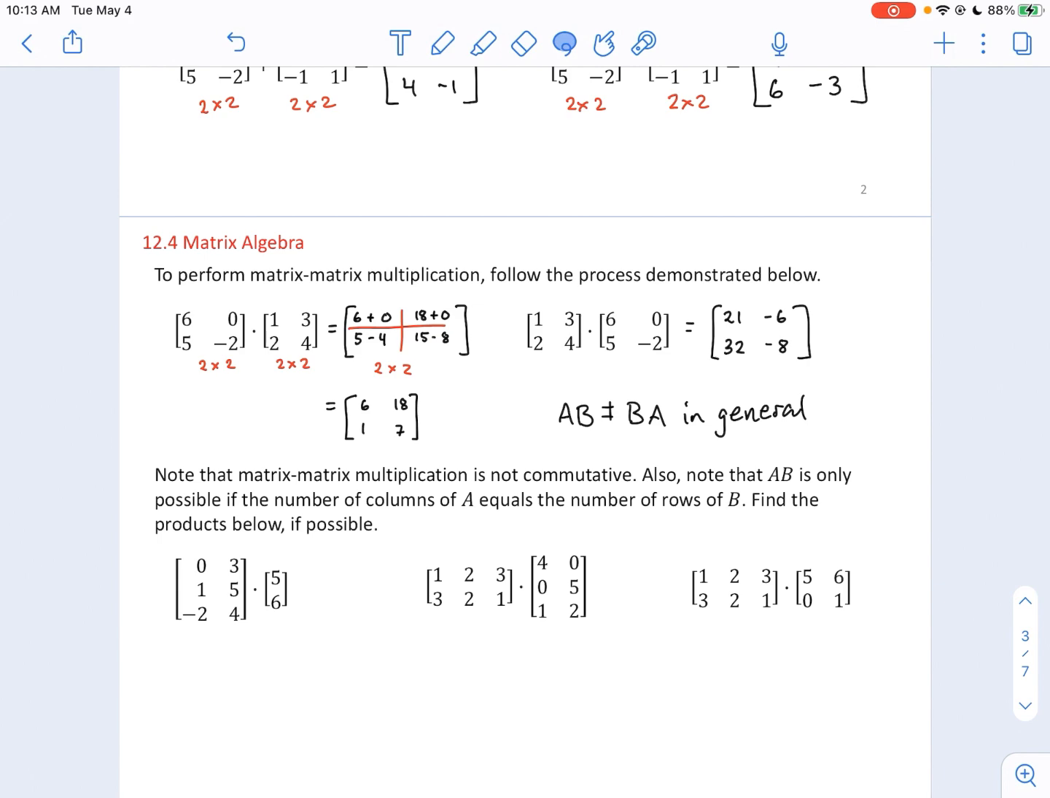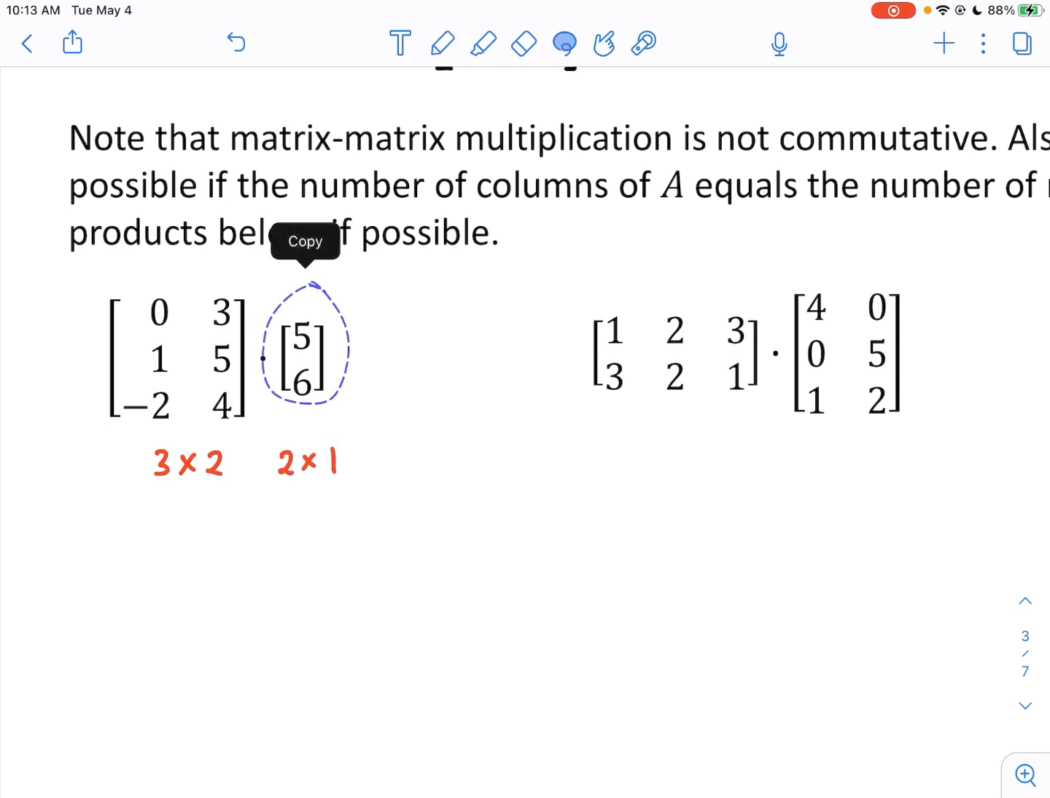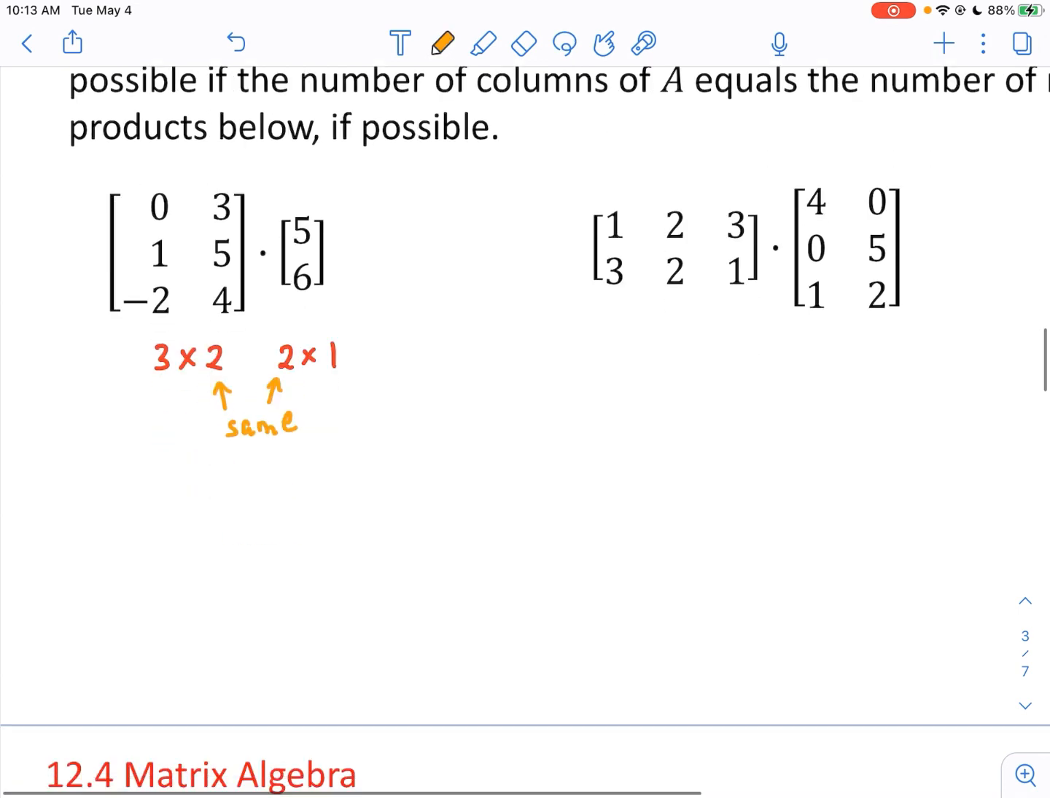Find the products below if possible. Okay, so the matrix on the left has 3 rows and 2 columns. So this is a 3 by 2. And the matrix on the right is a 2 by 1, 2 rows, 1 column. Now we want the number of columns of the left matrix to equal the number of rows of the right matrix. In other words, we want the two interior numbers to be the same. And if they're the same, then we know that the resulting matrix will be the outer numbers. So the result will be 3 by 1.